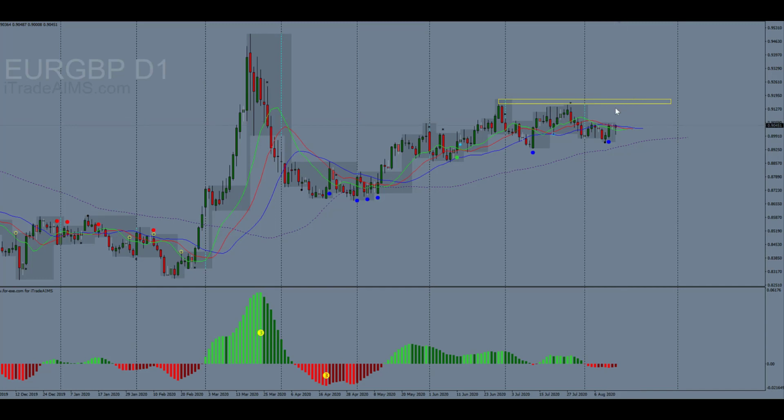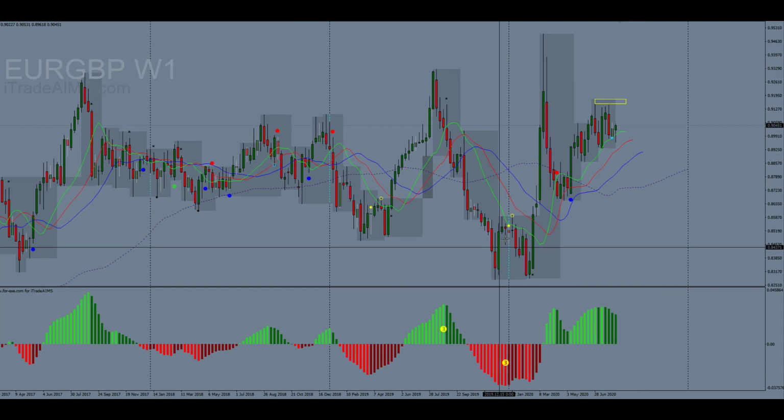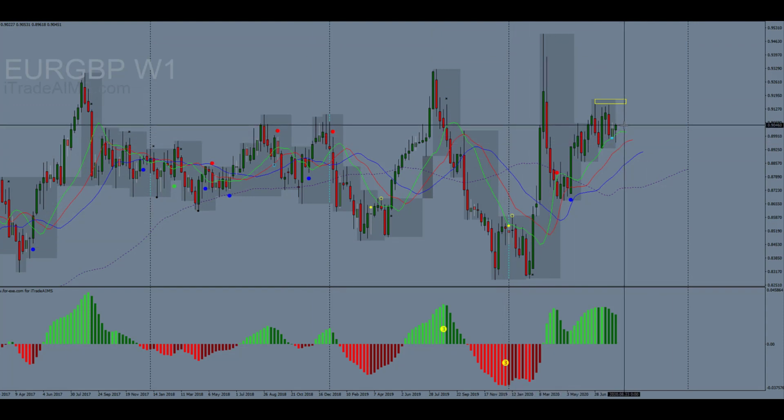A trade can be taken, but also this would be kind of a trade within sideways. If you go to the weekly chart, what you see is that it's largely a sideways market with huge swings. Volatility was high on it. You do have a seed signal here, but that's not the ideal one.